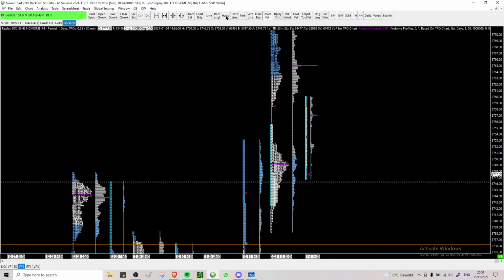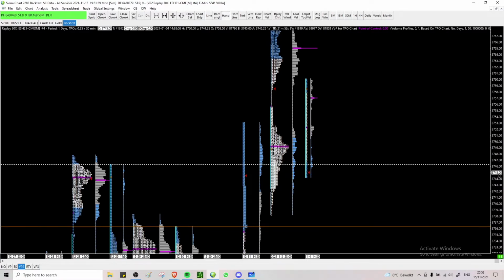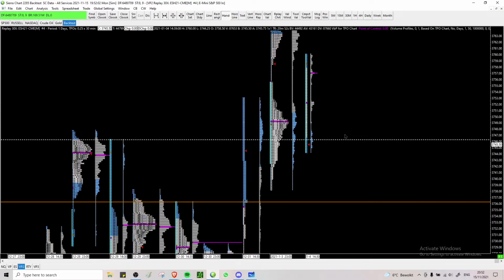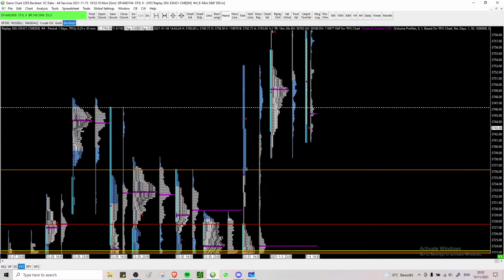Now we're simply looking to monitor for continuation. Okay, so again, as you can see, we're trying to get acceptance back within this balanced range. So our destination right now becomes the balanced low. Obviously, when I say destination, it doesn't have to get to the ultimate destination, but that is the ideal scenario.